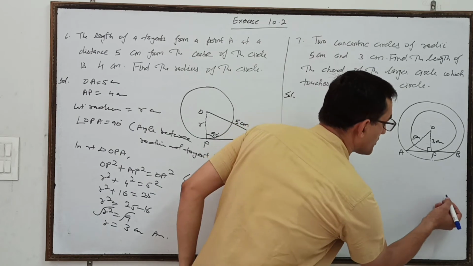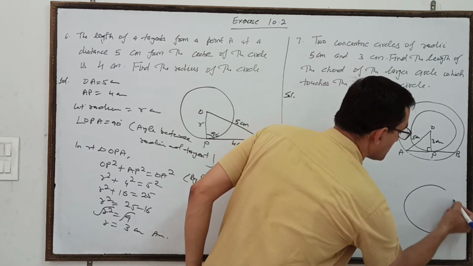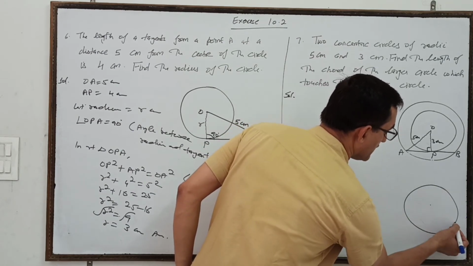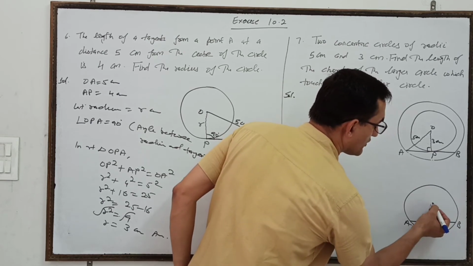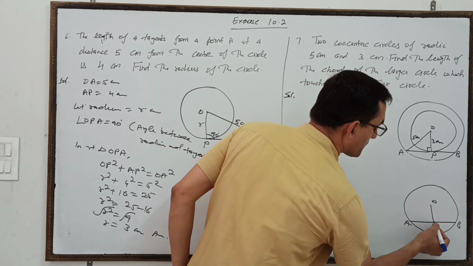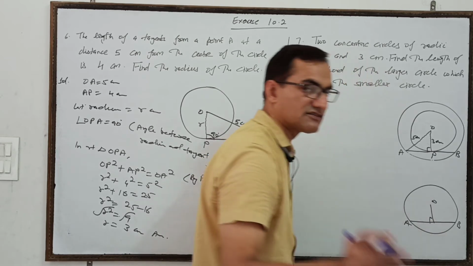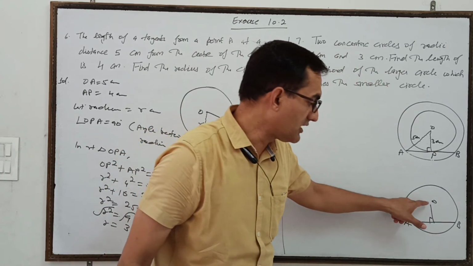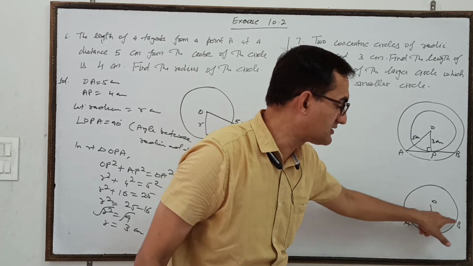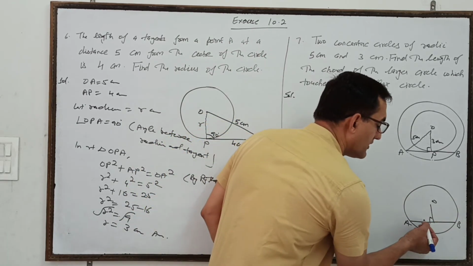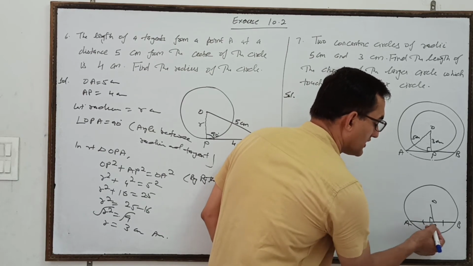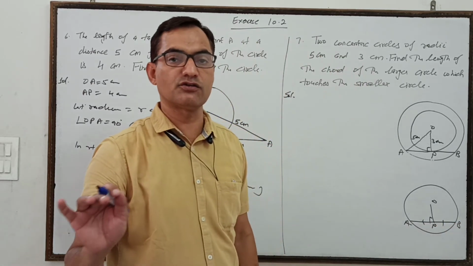अब ये थ्योरम है भाई, 9th क्लास में आप कर चुके हैं. If this is a chord and you draw perpendicular from the center. 9th क्लास में थ्योरम थी perpendicular from the center bisect the chord. जो सेंटर से परपेंडिकुलर होता है वो chord को क्या करेगा? बाइसेक्ट करेगा. It means AP is equal to PB.